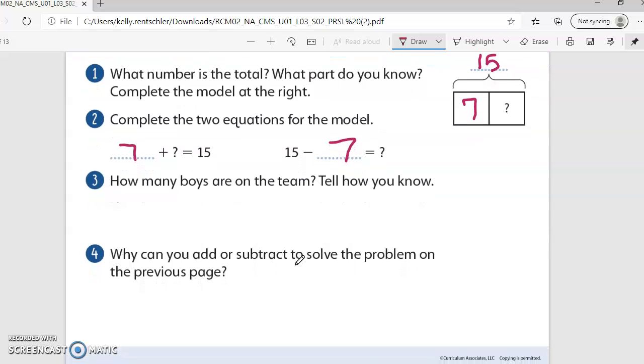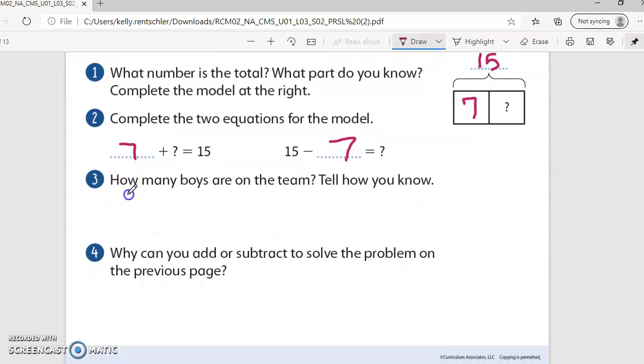How many boys are on the team? Well, we know that there's 8 boys because we've already figured this out. But how do you know? So what strategy did you use? The how did you know is also part of showing your work. So we can't just say that there were 8 boys because we have to show our work, okay?